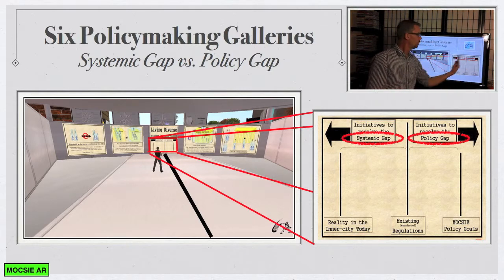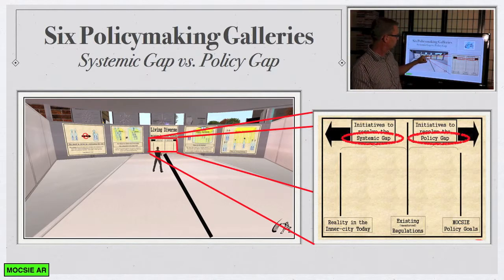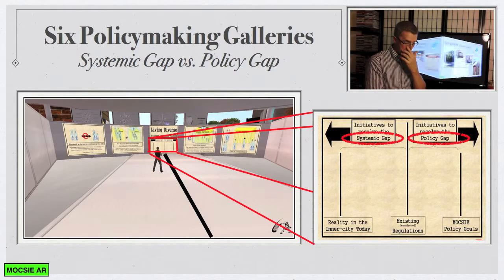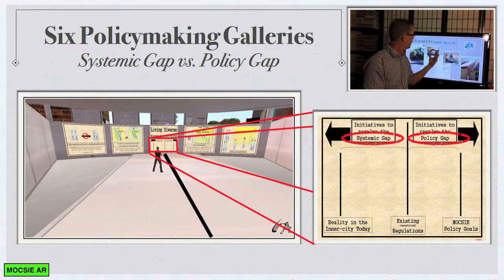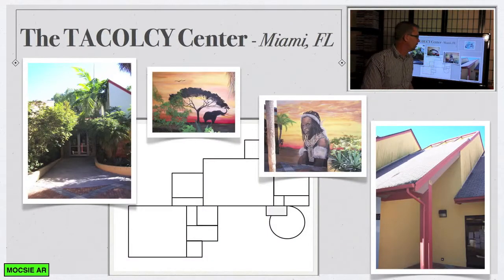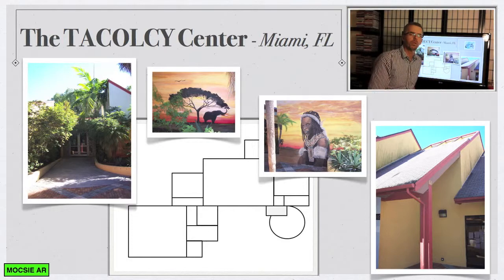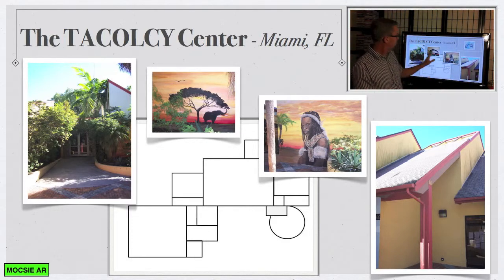I do that so that you can see how on this floor here, on this Living Diverse campaign, we talk about the systemic gap and we talk about the policy gap very differently. So I want you to understand that. So let's talk about the Belafonte Teccolsi Center in Miami, Florida. This is the nonprofit organization that is on MLK Boulevard that I've been working with for a couple of years now. So I went there and I drew out their floor plan and I took some pictures of their building.